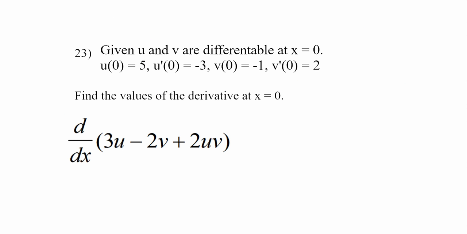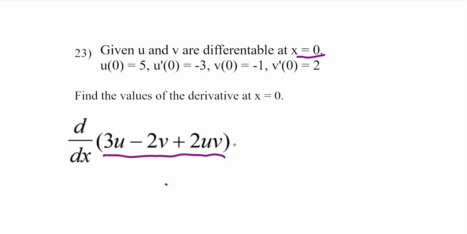Here is a problem that you might see in your book. What we are given is u and v. They are differentiable at x equaling 0, so that means they're also continuous at 0. It says that u of 0 is 5, u prime of 0 is negative 3, v of 0 is negative 1, and v prime of 0 is 2. We're going to find the value of the derivative. So this means we're going to find the derivative of this function. If you want to try this at home before I tell you the answer, you can pause this video and do it now.